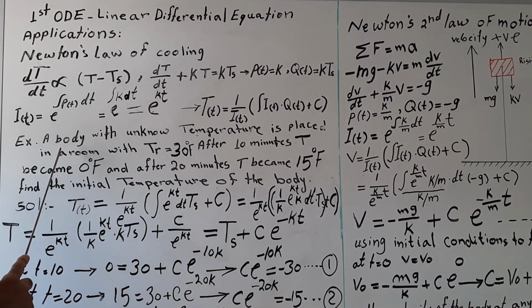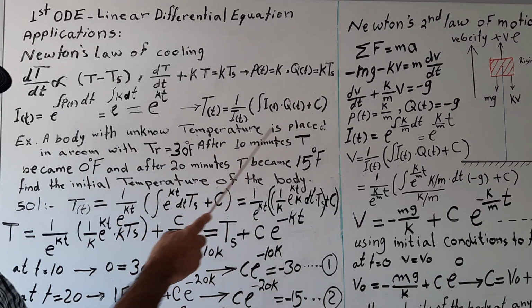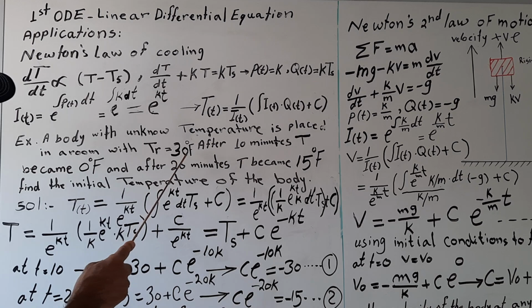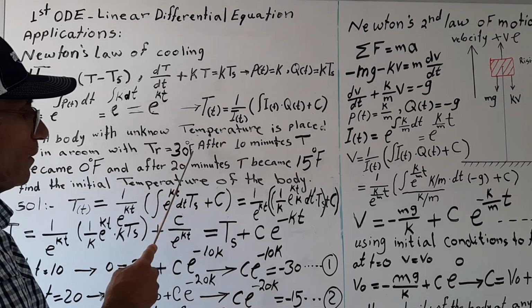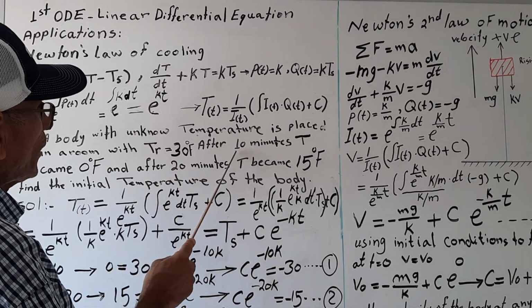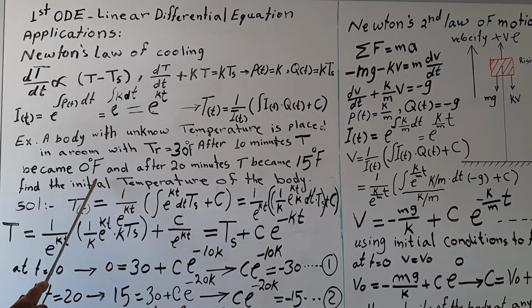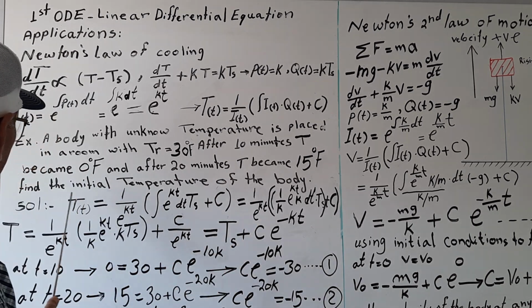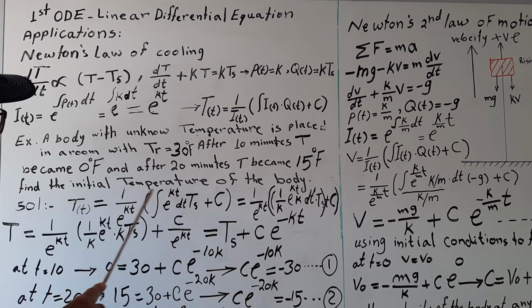So the example: a body with an unknown temperature is placed in a room where the temperature of the room is 30 degrees Fahrenheit. After 10 minutes, T became 0. And after 20 minutes, T became 15. Find the initial temperature of the body. The solution.